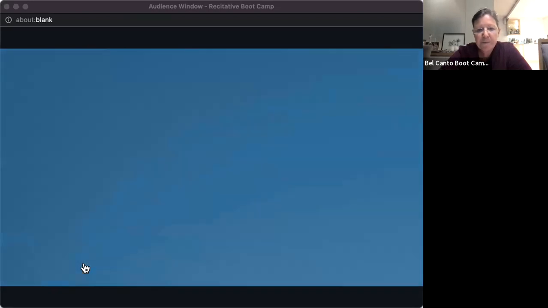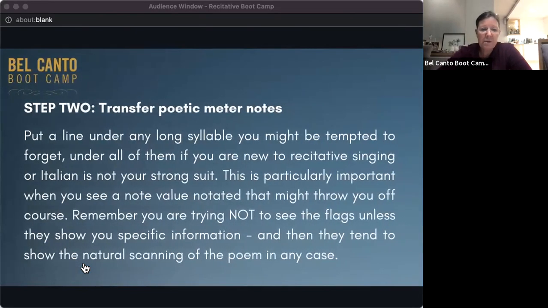Step two, transfer your poetic meter notes, right? And why is that important? So these lines that I put under the long syllables in the libretto, I transfer to the score.